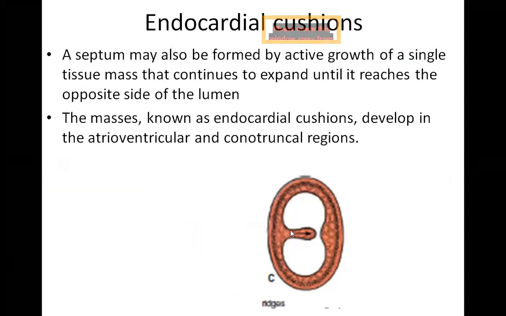Then there is a way by which the endocardial cushions are formed. Endocardial cushions are derived from the neural crest cells. There are certain masses present at the atrioventricular canal. A septum may also be formed by active growth of a single tissue mass that continues to expand until it reaches the opposite side of the lumen. The masses known as endocardial cushions develop in the atrioventricular canals and the conotruncal region, that is the outflow tract.